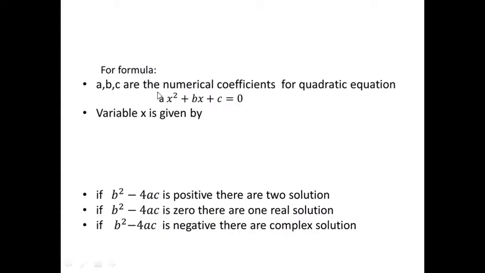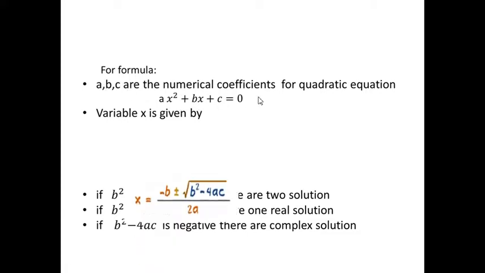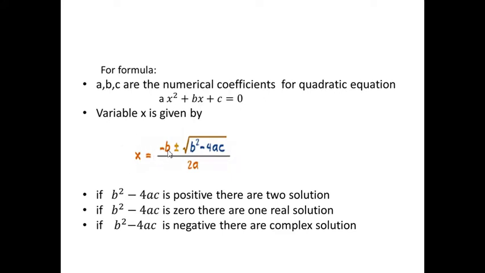Now a, b, c are the numerical coefficients of the quadratic equation ax square plus bx plus c, where a is not equal to 0. Now x is equal to minus b plus or minus root of b square minus 4ac, and this is with the root symbol. Inside this root symbol you have b square minus 4ac.